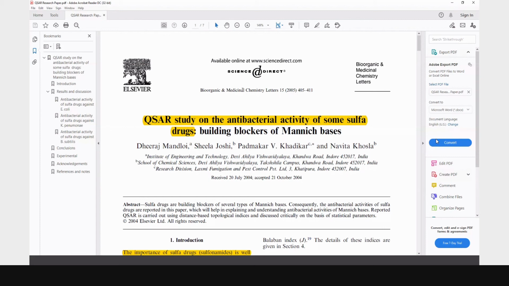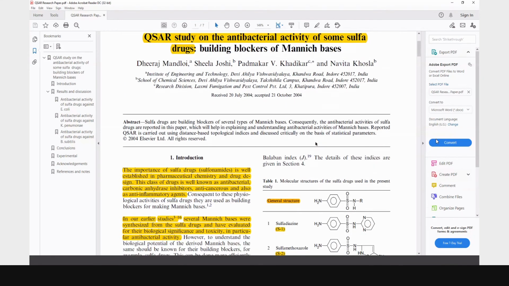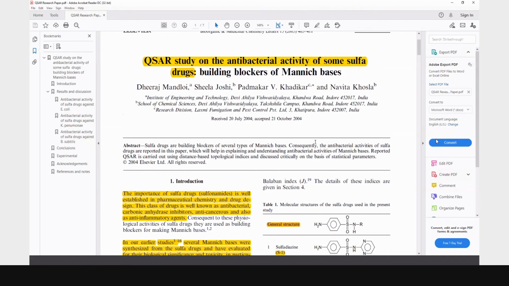So just see this research paper. This is one of the simplest studies that people do, and they try to publish papers related to drug design. As you can see in the title, they have mentioned a QSAR study on the antibacterial activity of some sulfur drugs. We won't go into the other details much. Just consider that some sulfur-based compounds are there, for which people are trying to identify the antibacterial activity.